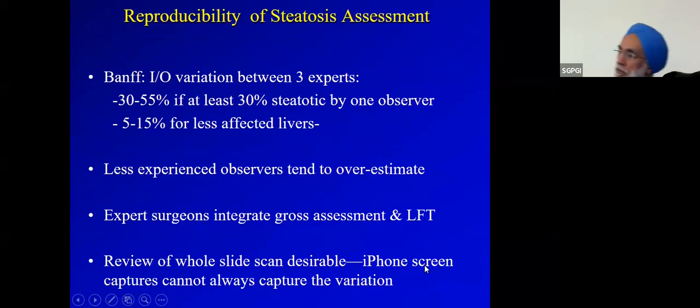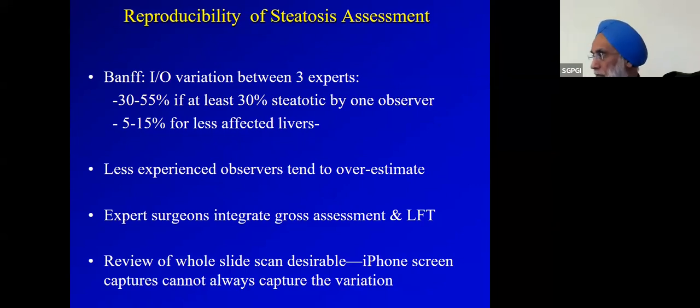What is the reproducibility of the steatosis assessment? This is an art. It depends on the experience. Even when you have BAF experts, if the fat is judged to be moderate to severe, estimates between 3 experts vary from 30% to 55%. For the lesser involved livers, they varied from 5% to 15%. So the surgeon should be aware of this variation, but this variation is still useful. An estimate is better than no estimate, but you can't get fixated on numbers.